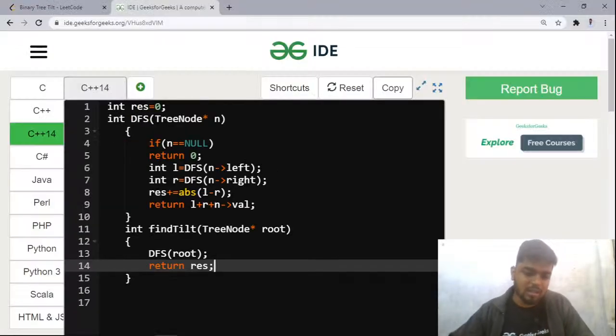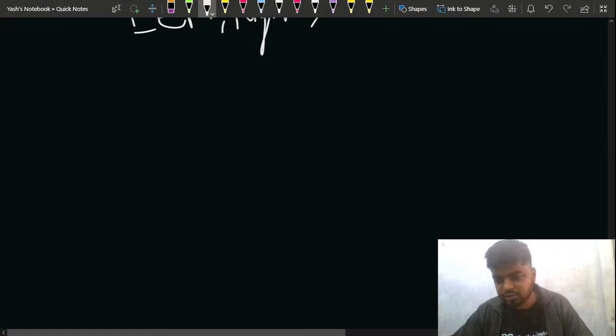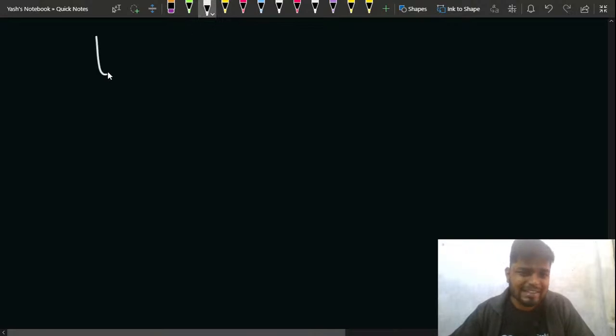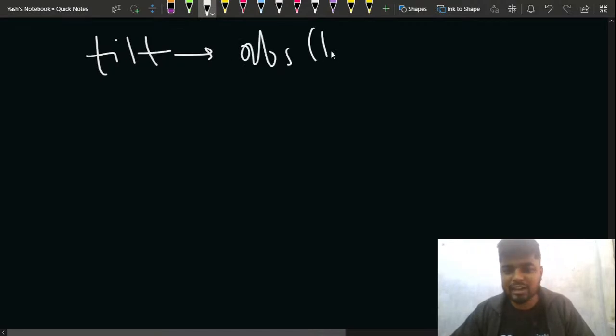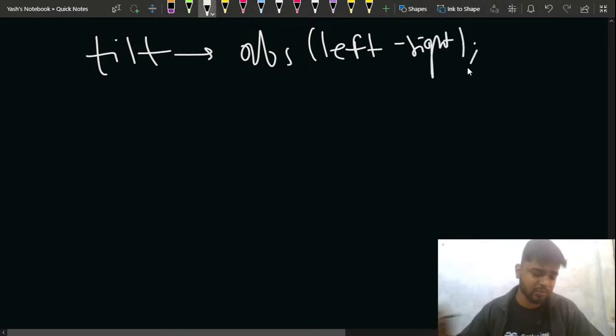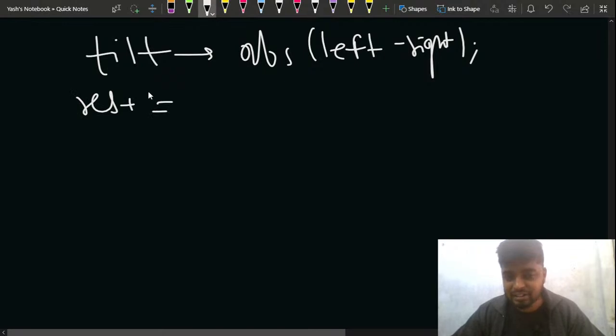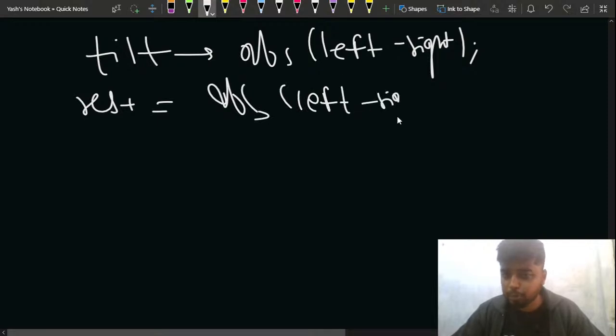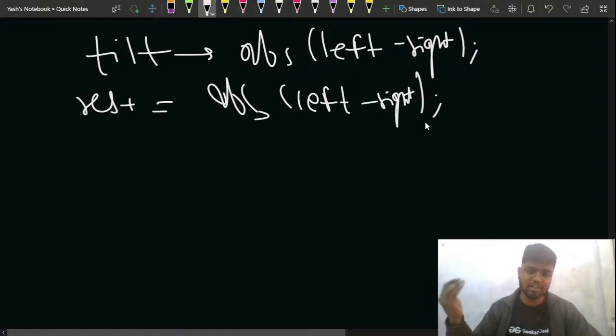So for this code, first of all, talking about the technique, for finding the tilt, I did what? I did nothing but absolute of total left subtree minus the total right subtree, right? This is what I did for finding the tilt. After that, I also had to accumulate, so I kept on adding this tilt in my result, that is result plus equals absolute of left minus right for a particular current node, and in this way, once I iterate for all the nodes, I'll get the total tilt for the given binary tree.